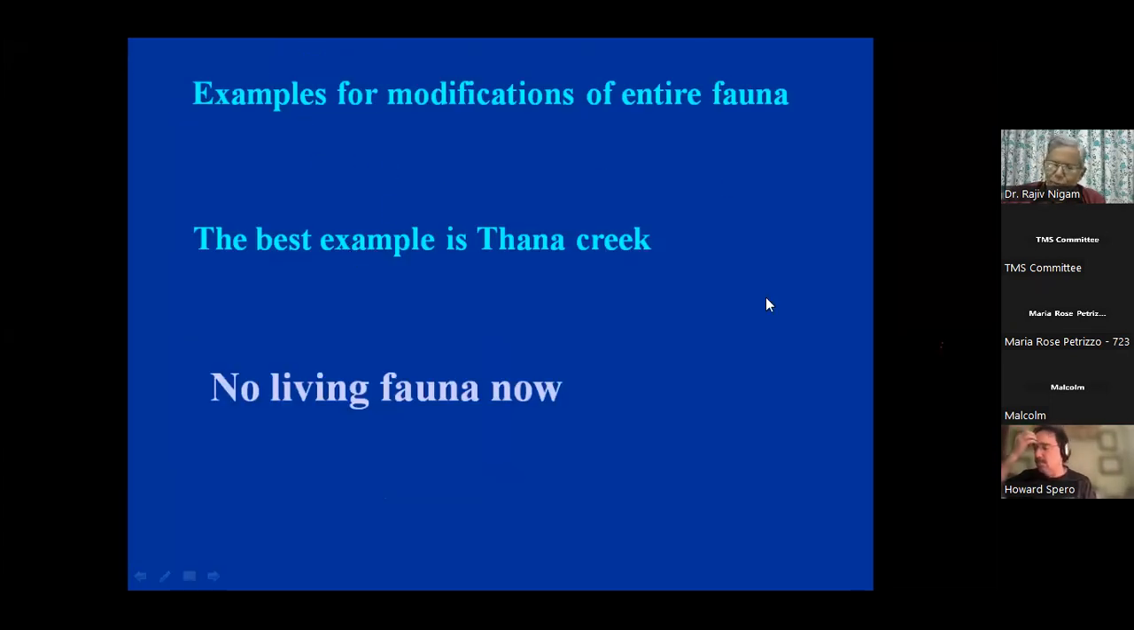And the worst example, I would say best example, but in fact it's a worst example, is in the Thana Creek area. When we sampled this area, we didn't find a single living specimen. Whatever was there, we got a lot of dead specimens, but no living fauna. It means that things have gone beyond the repair level.